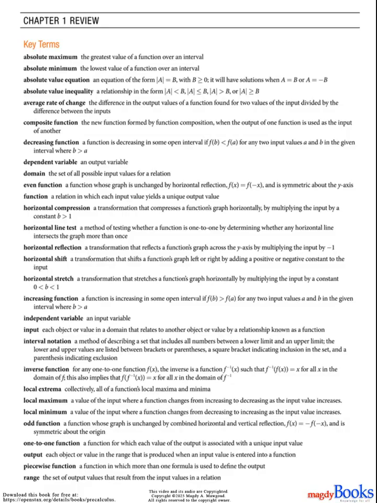Horizontal compression. A transformation that compresses a function's graph horizontally by multiplying the input by a constant b greater than 1. Horizontal line test. A method of testing whether a function is one-to-one by determining whether any horizontal line intersects the graph more than once. Horizontal reflection. A transformation that reflects a function's graph across the y-axis by multiplying the input by negative 1.